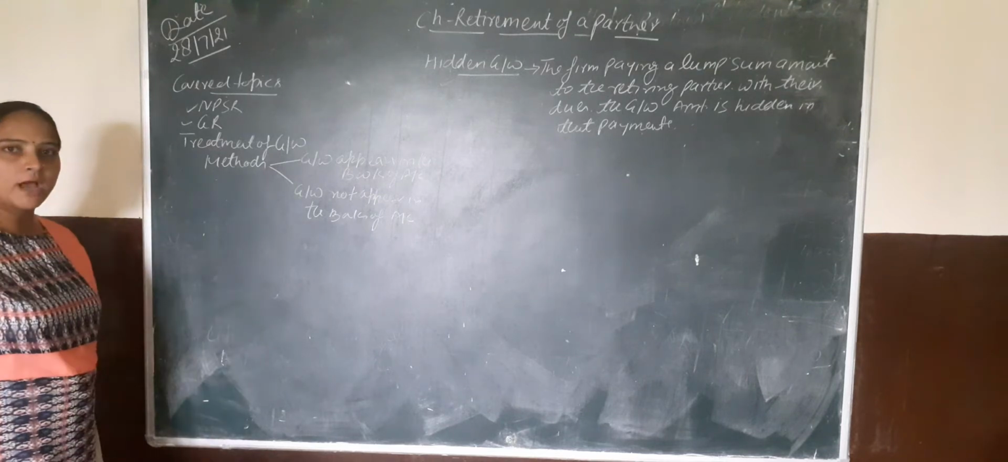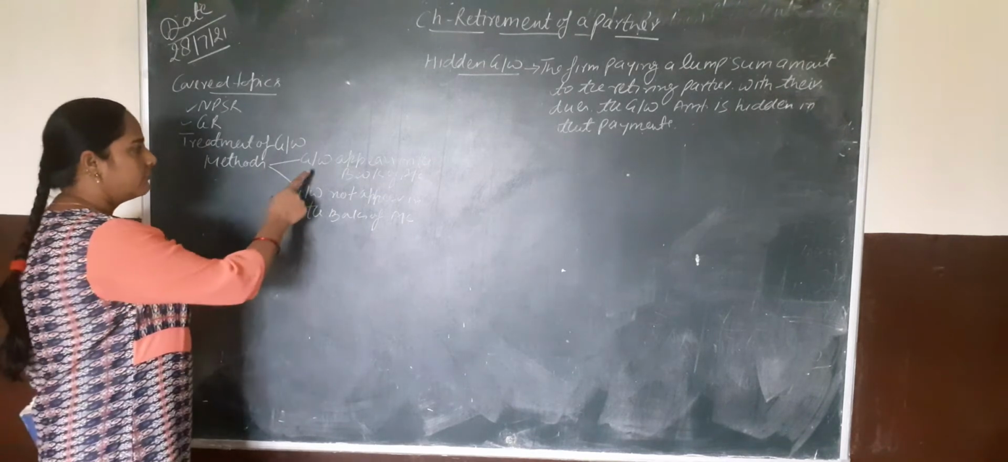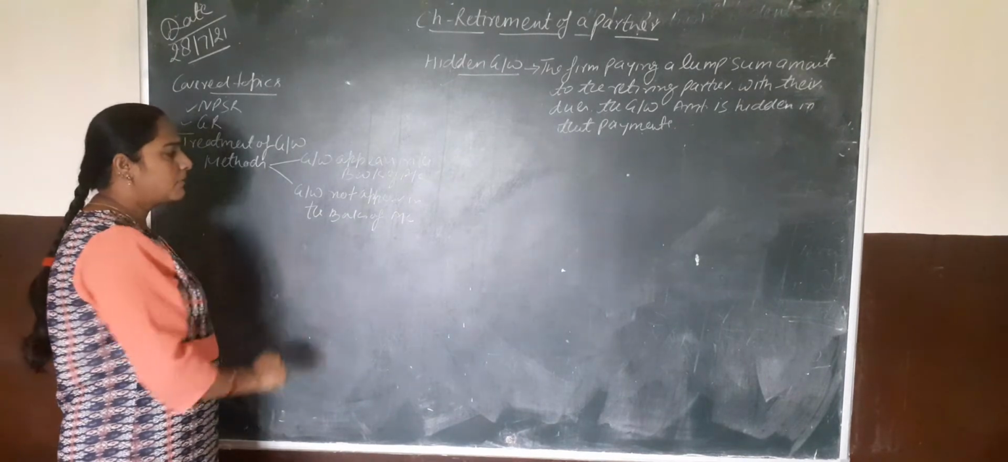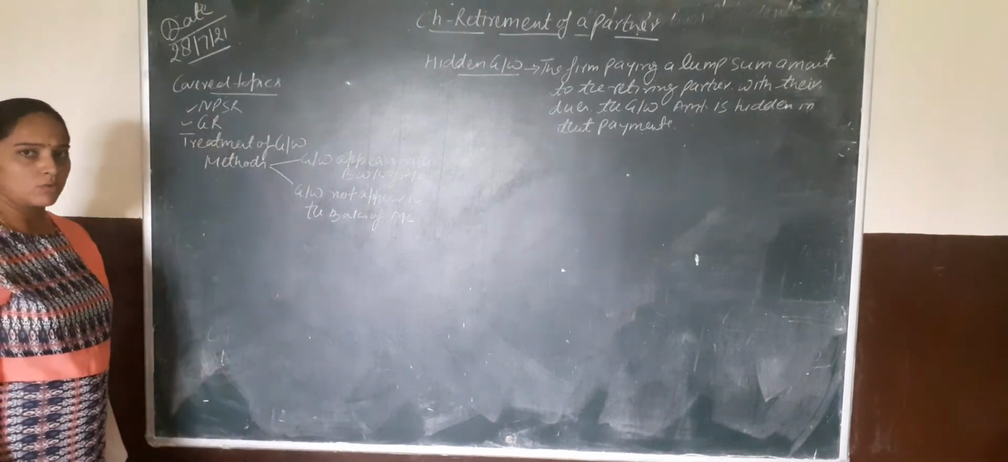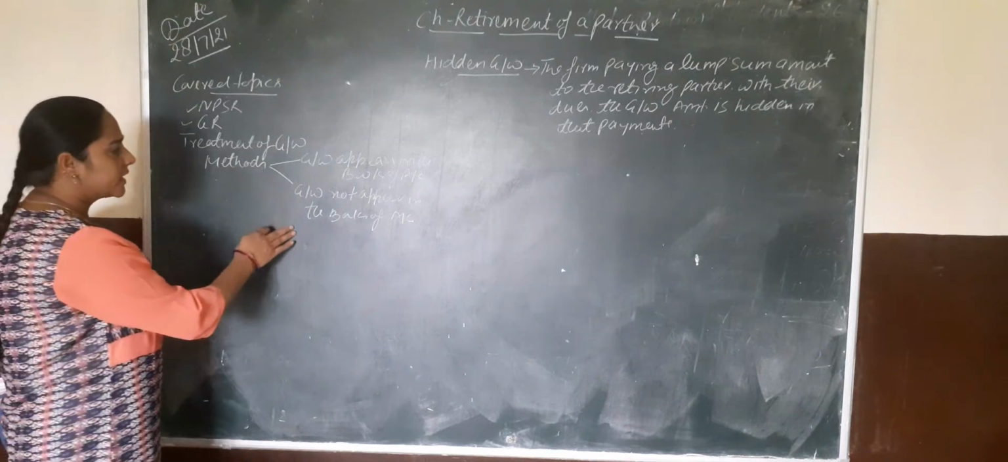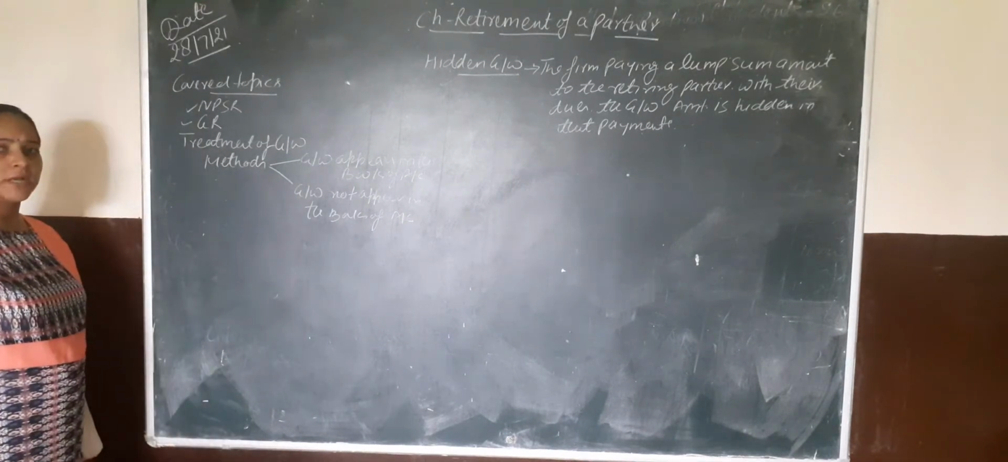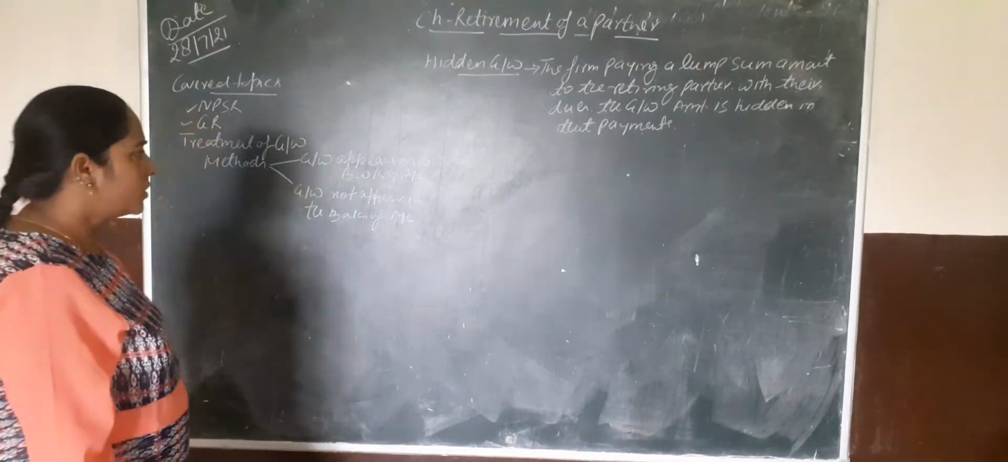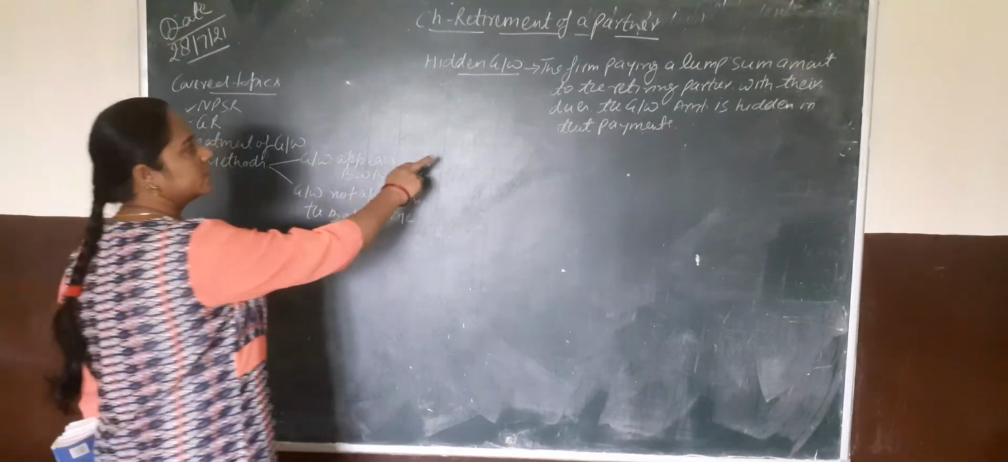Treatment of goodwill we have done by two methods. First, when the goodwill appears in the books of account. Second, when the goodwill amount does not appear in the books of account. So children, in both cases I have solved all the numerical questions and general entries in earlier videos. So today I will start a new topic, that is hidden goodwill.